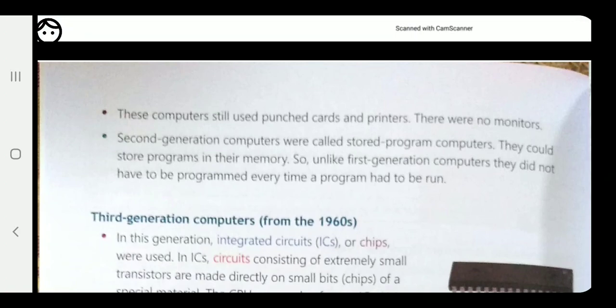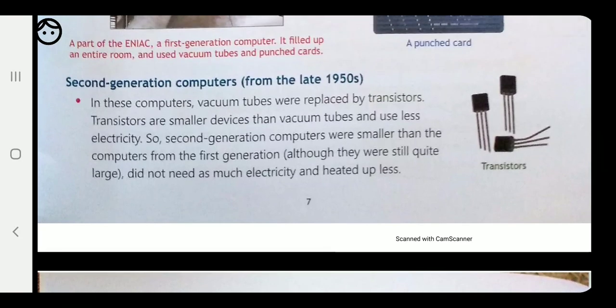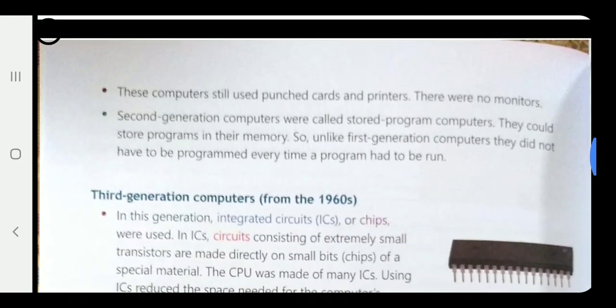Second generation computers still used punched cards and printers. There were no monitors. Second generation computers were called stored program computers. They could store programs in their memory. So unlike first generation, they did not have to be programmed every time a program had to be run. As compared to first generation computers, second generation computers take less space to install, but the punch card and the printer were the same. Although vacuum tubes were replaced with transistors, which helps to do the electricity work easily and generate it properly.